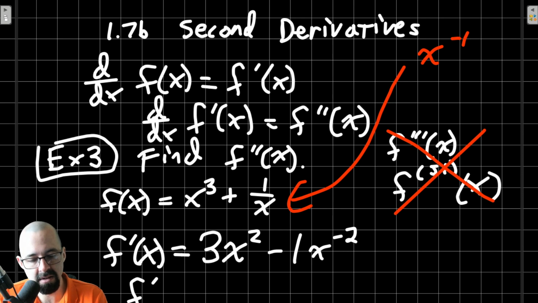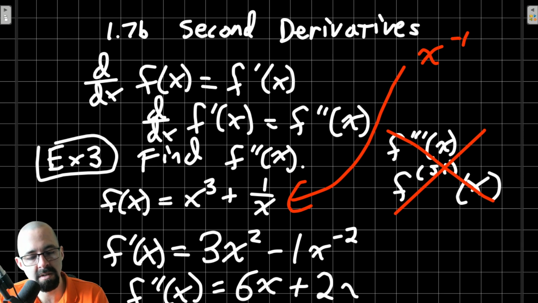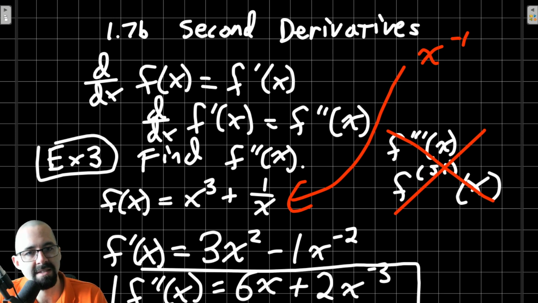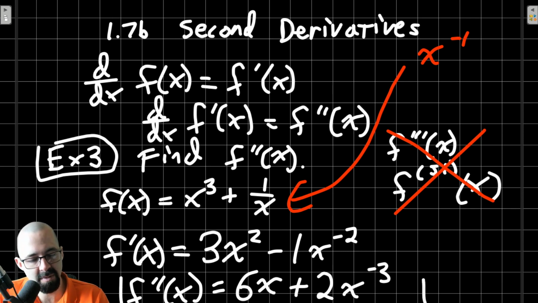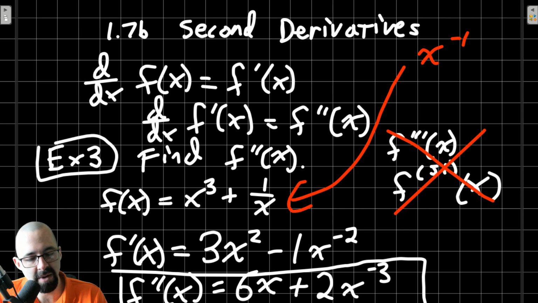All right, so f double prime of x, ooh, it's sliding off the screen, is equal to the derivative of this. So again, the power rule gives us 6x, and then bring down the negative 2. Negative 2 times negative 1 is positive 2, and subtract an exponent. And that's all there is to it. You just get to take the derivative twice. It's kind of hard to, I kind of cut off my negative 3 up there. There we go. So that's the second derivative.